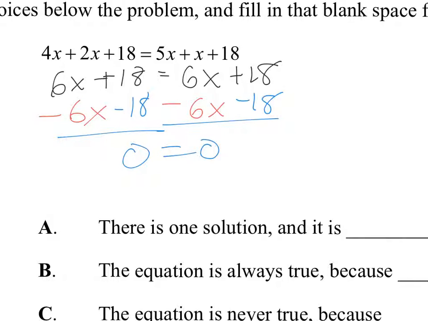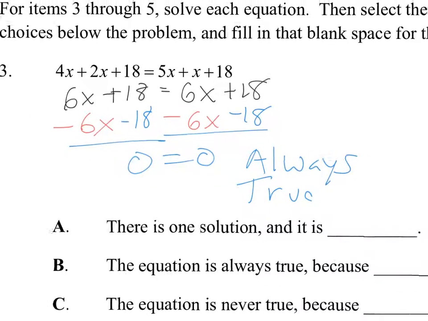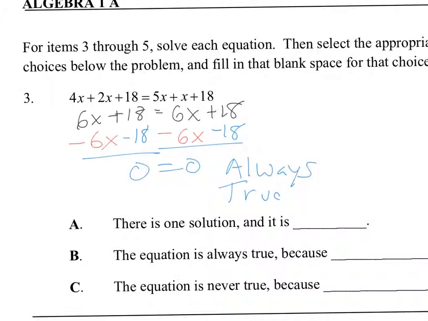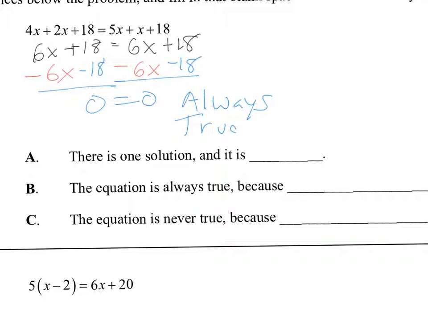0 equals 0 is an always true statement. So I say the equation is always true because 0 always equals 0.